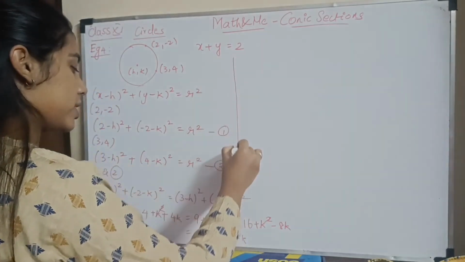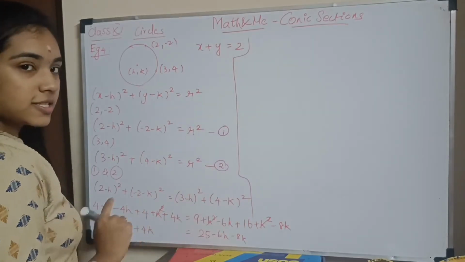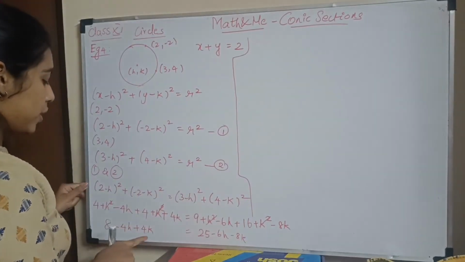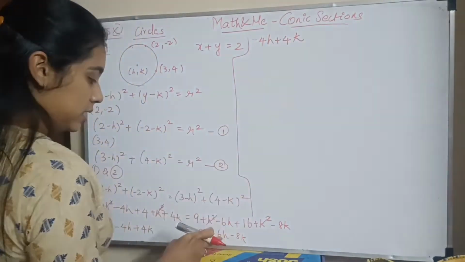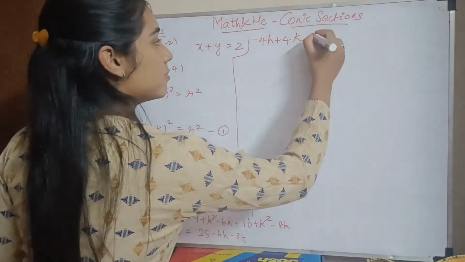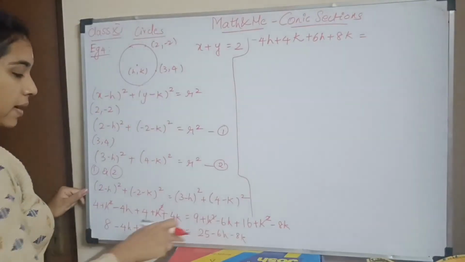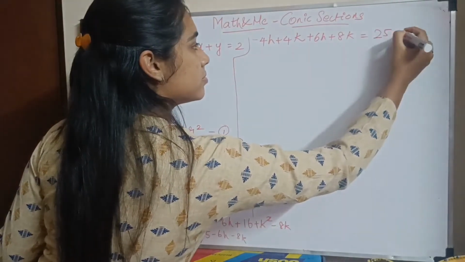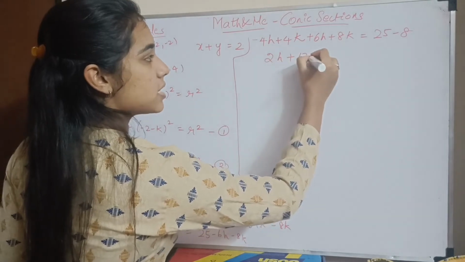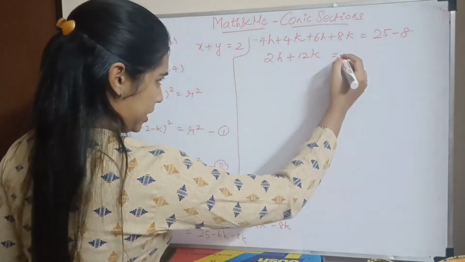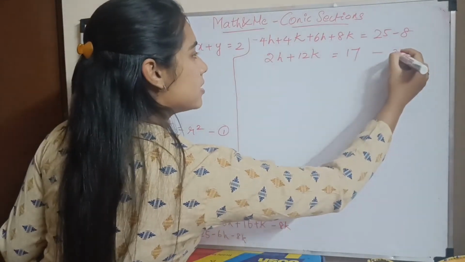Right? Okay. So what does it become? I'm bringing the h and k to one side and the constants to the other side. So I have minus 4h plus 4k plus 6h plus 8k equals 25 minus 8. So what do I have? 2h plus 12k equals 17. So this is my third equation.